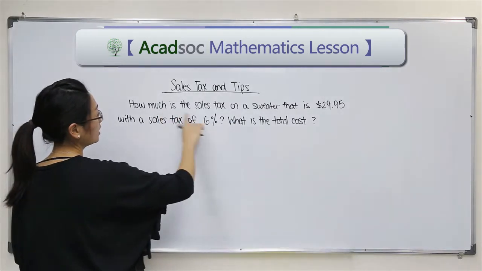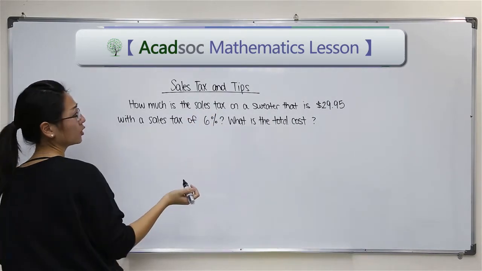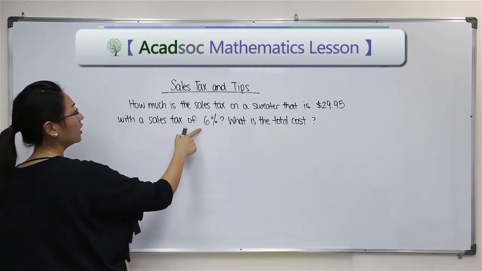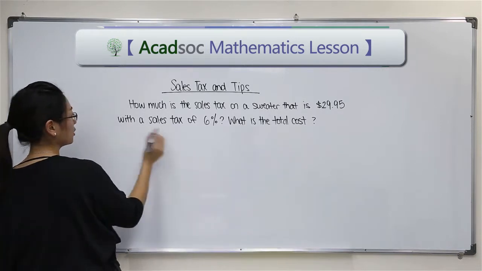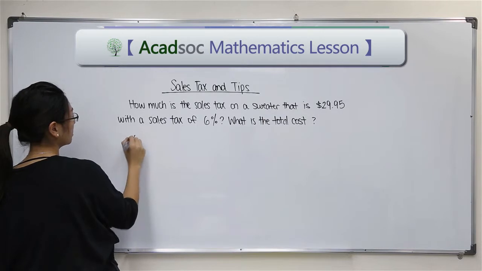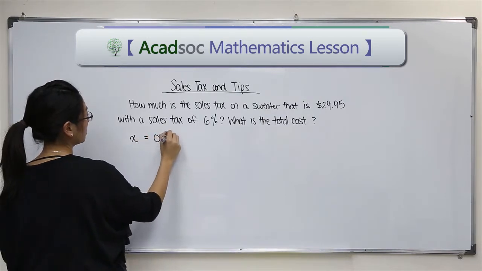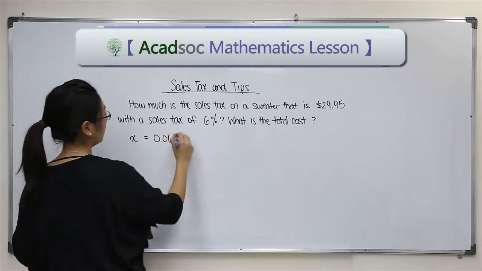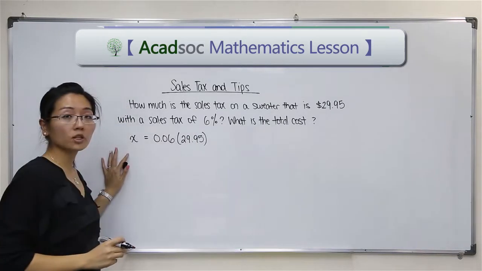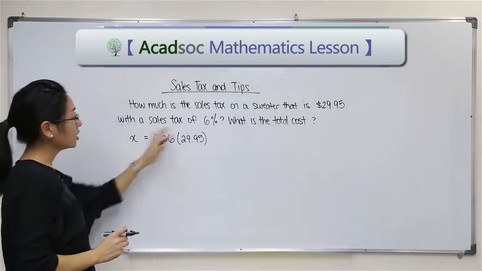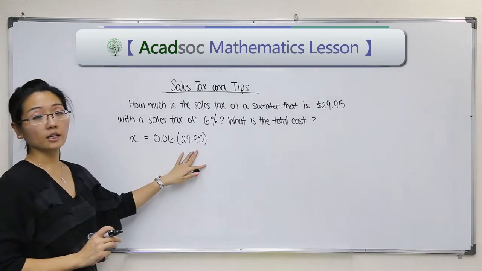So it says, what is the sales tax of a sweater that is $29.95 with a sales tax of 6%? So we want to find what is 6%? So X is 6%, changing that into a decimal, of $29.95. Now this is using the percent formula. So I'm changing the sentence to what is 6% of $29.95.